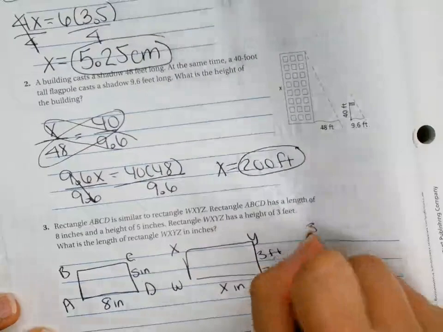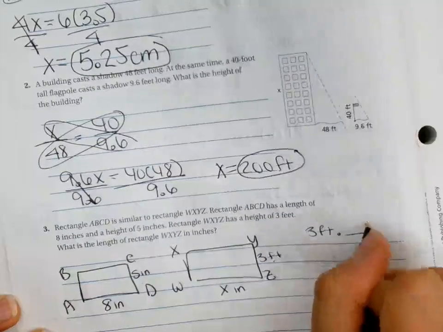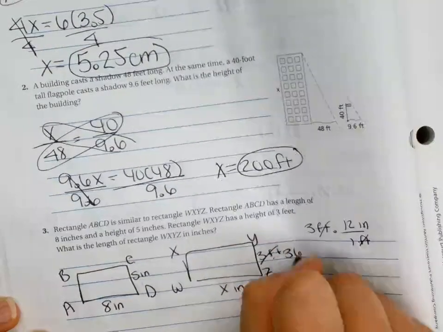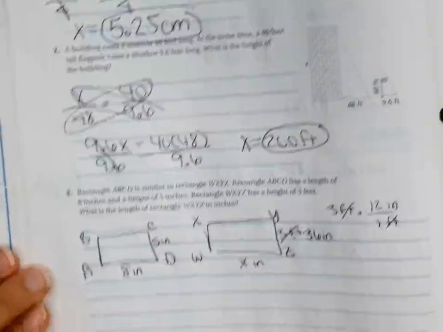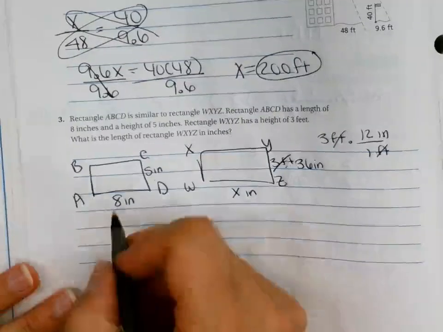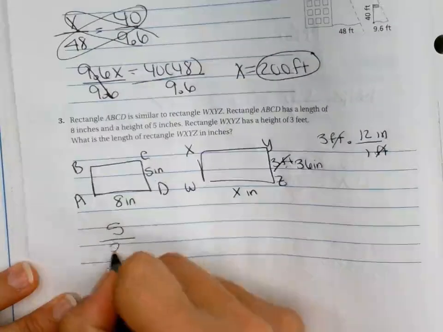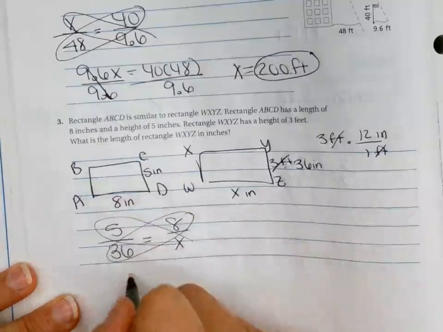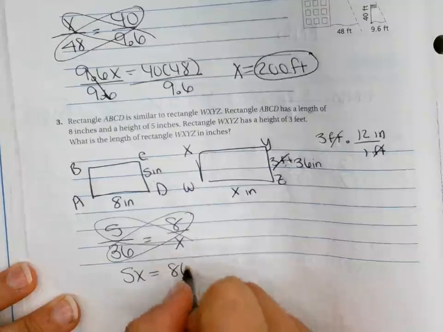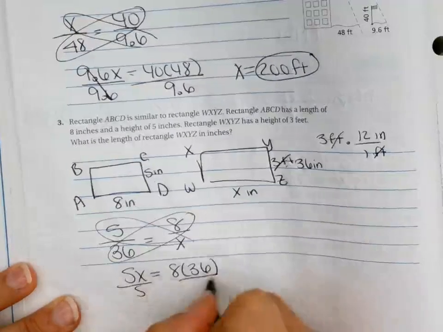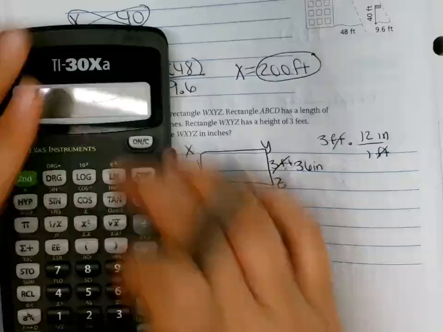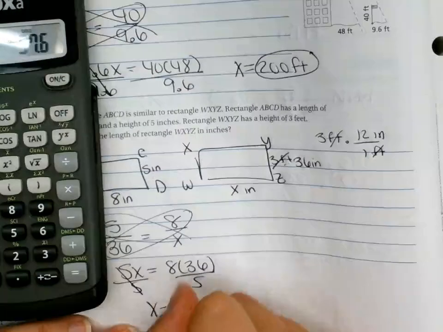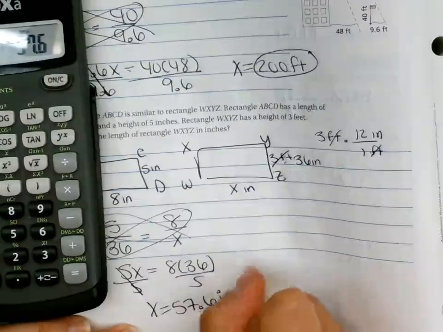So let's convert that. 3 feet, we need to get out of feet and into inches. There's 12 inches in 1 foot. 3 times 12 is 36. So we're going to call this 36 inches. Now that we're dealing with the same units on both, we can set up our proportion. 5 is to 36 as 8 is to what? 5x equals 8 times 36. Divide by 5. Taking out my calculator, 8 times 36 divided by 5, I got that x is 57.6 inches.